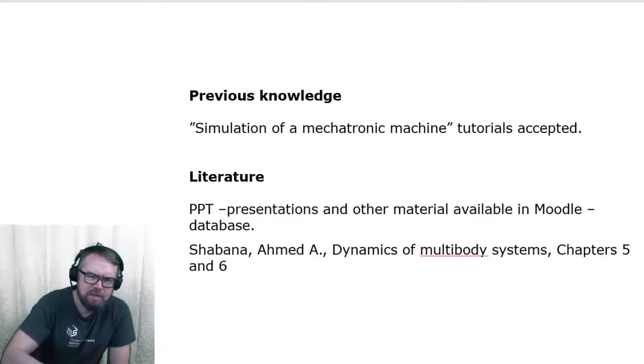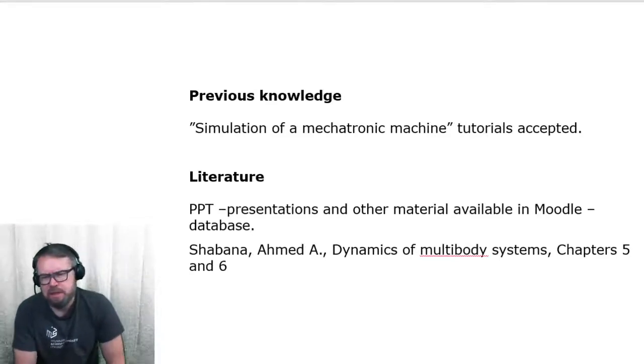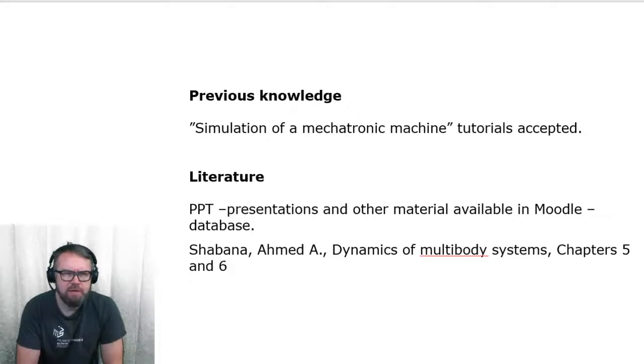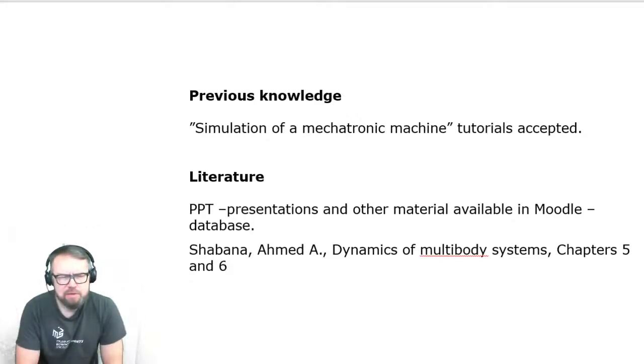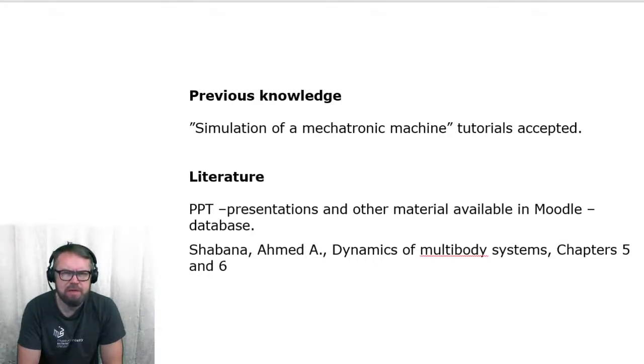Okay, so with that, previous knowledge. No real previous knowledge is required, but it definitely helps if you have made your effort to complete the simulation of a mechatronic machine, because we're going to get started from multibody. And if you're not familiar with this, it's going to be a little bit of a rocky road in the beginning. And then later when we're looking at these applications, it's going to be okay. But again, the recommendation is that you have simulation of a mechatronic machine, or you have made an attempt to complete it.